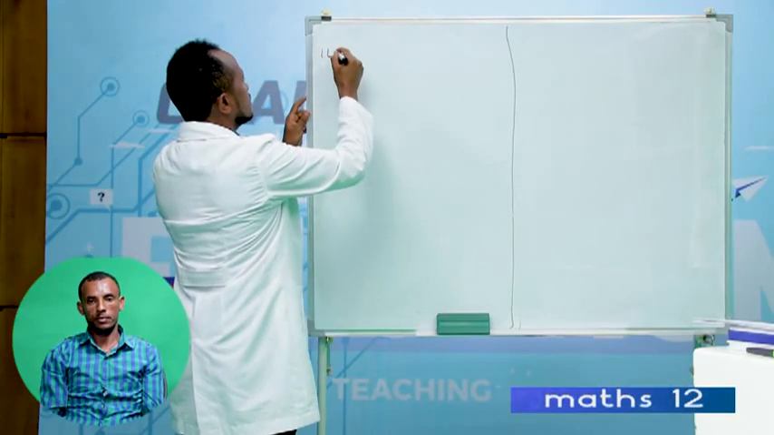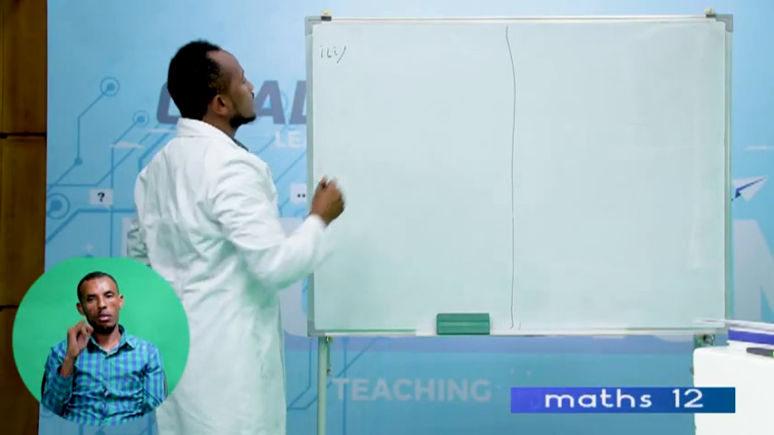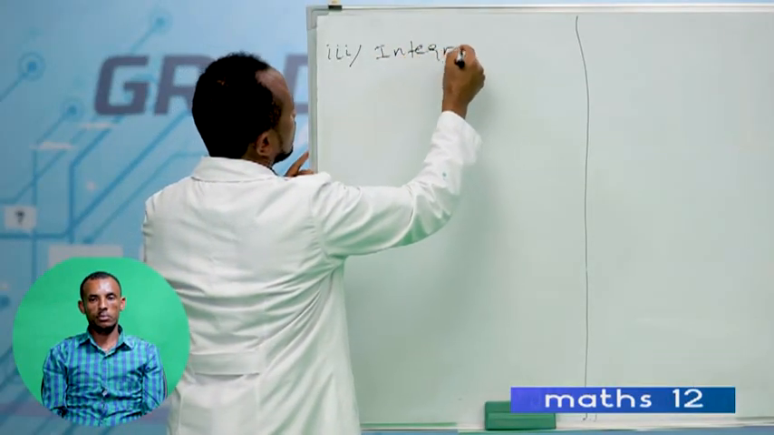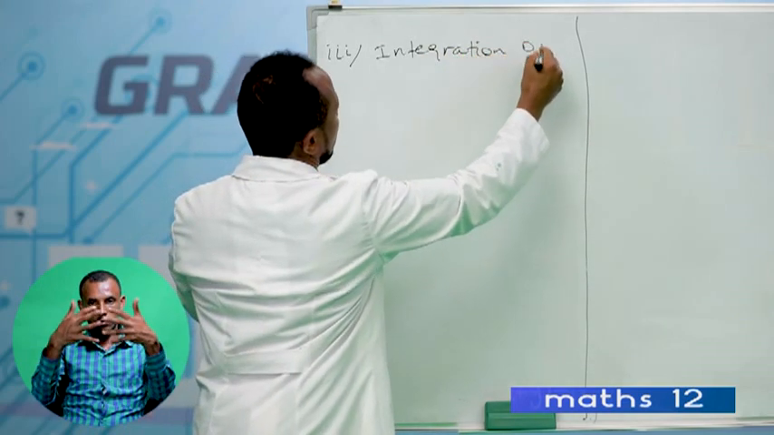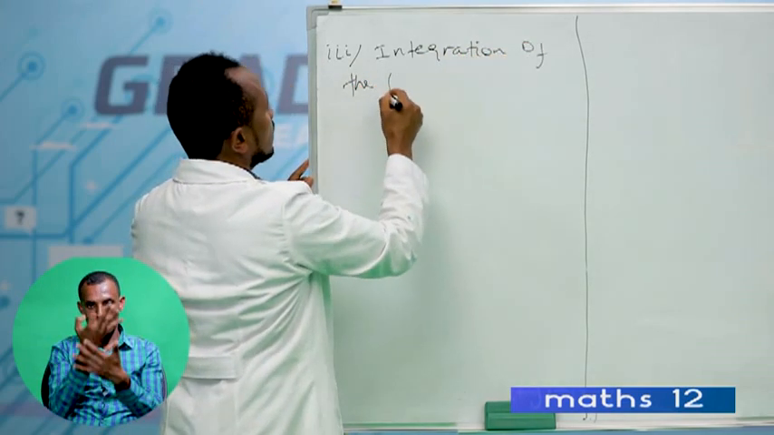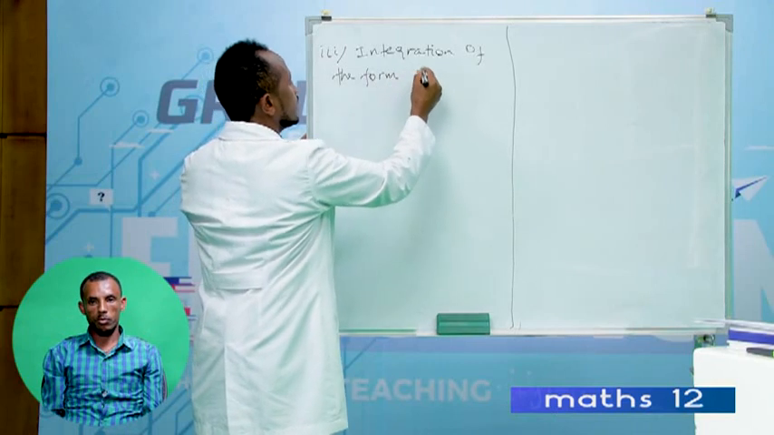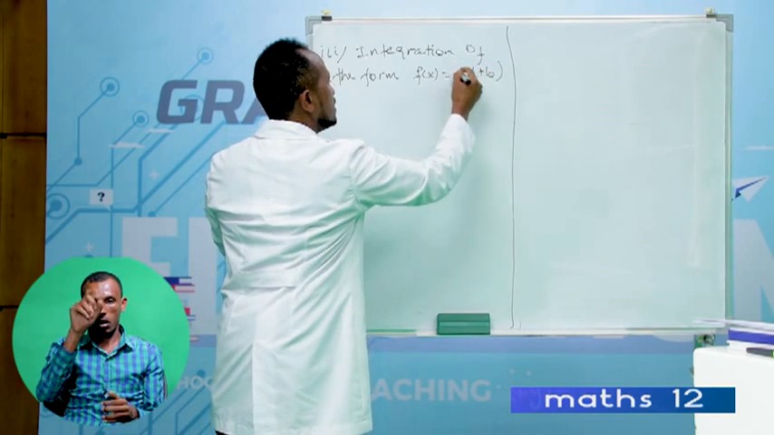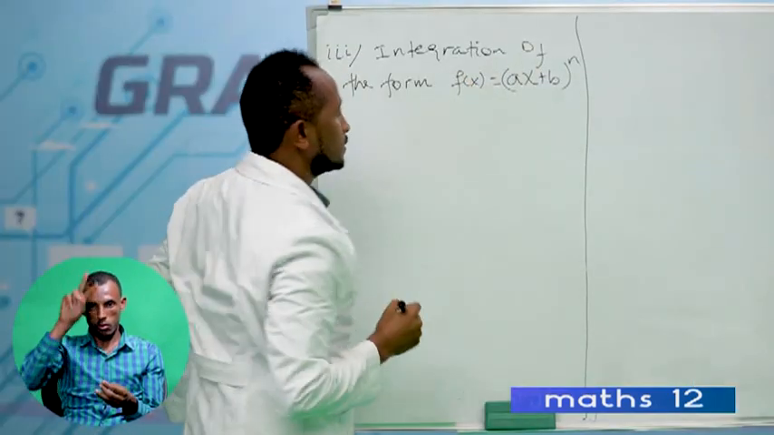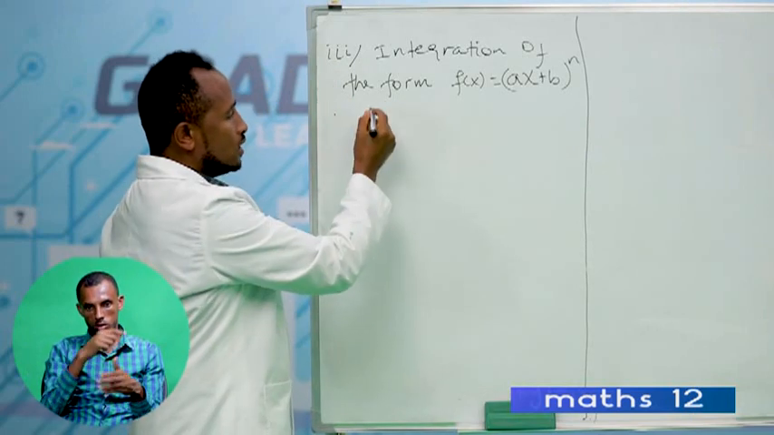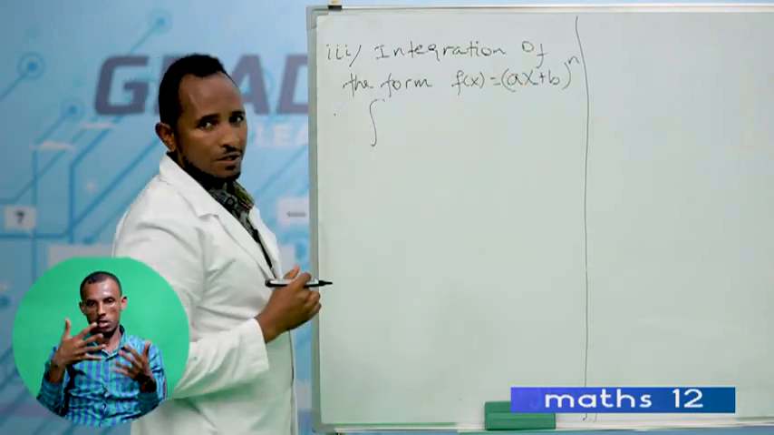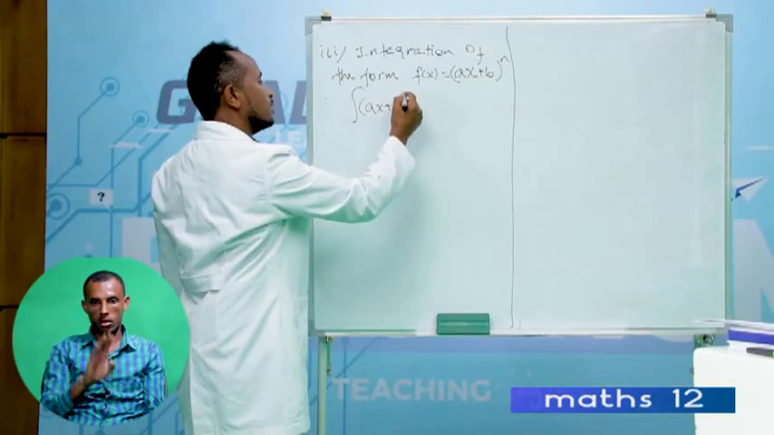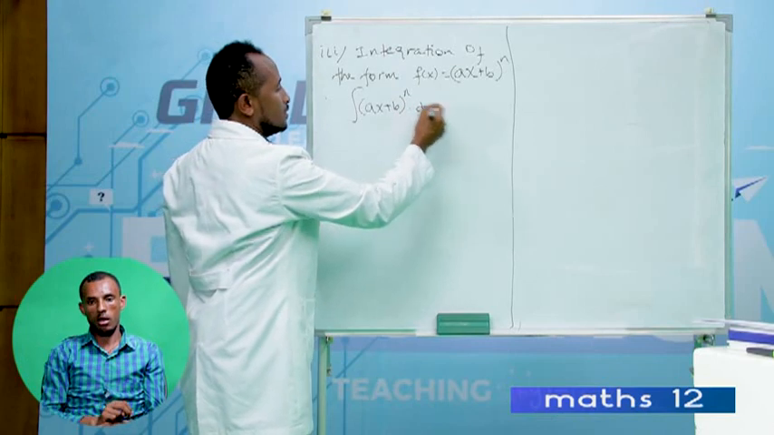The third point: integration of the form f of x is equal to ax plus b to the power of n. So we need to find the integral of this expression, ax plus b to the power of n dx.